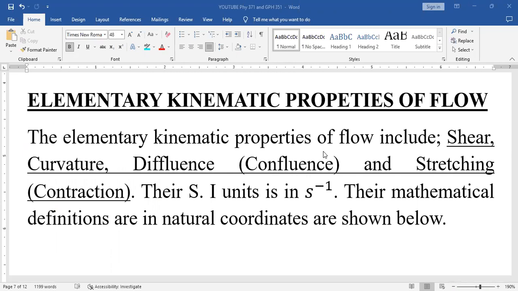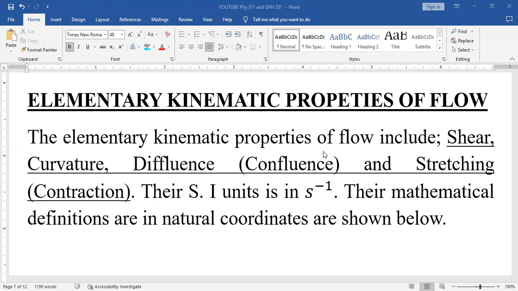Today we shall be talking about elementary kinematic properties of flow. When we talk about the word kinematic, what do we mean? It means dynamic, it means kinetic, it means mobile. So we want to look at those properties that lead to flow of a fluid. That's just a summary of what we are referring to. Let's quickly look at what those properties are.